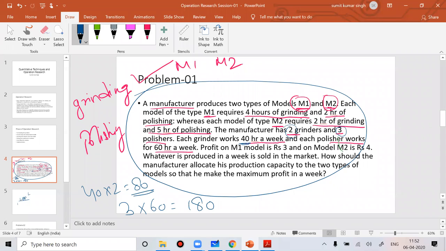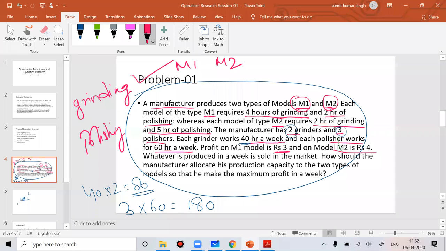Then they mentioned the profit on model M1 is ₹3, and the profit on model M2 is ₹4. Whatever is produced in a week is sold in the market. How should the manufacturer allocate his production capacity to the two types of models so that he can make maximum profit in a week? So everyone can read this problem, right? Yes, sir.